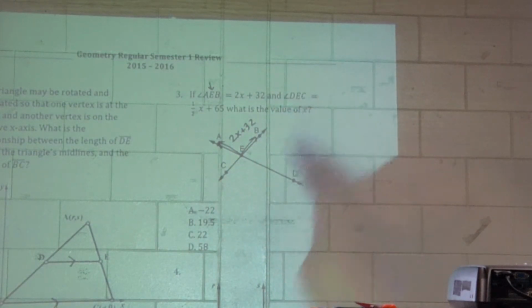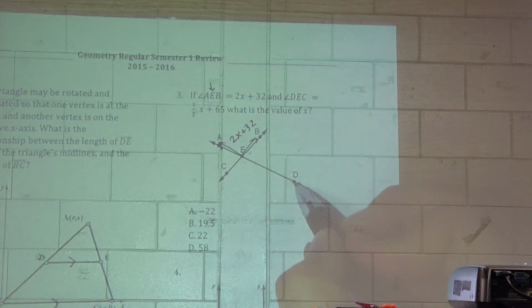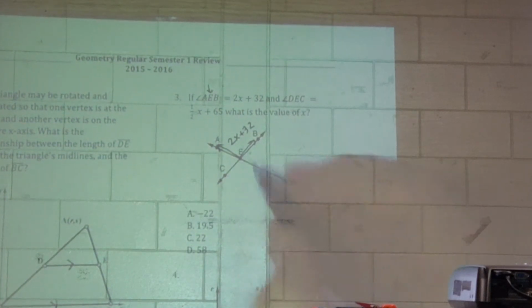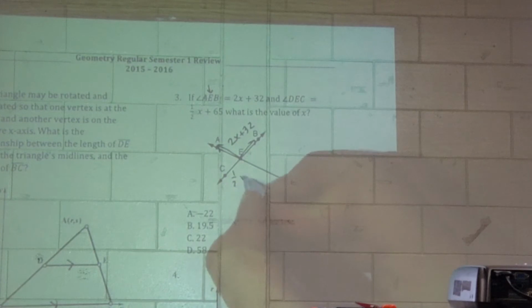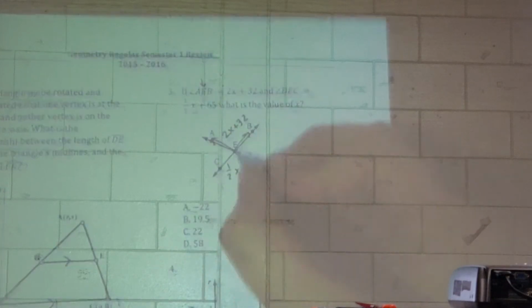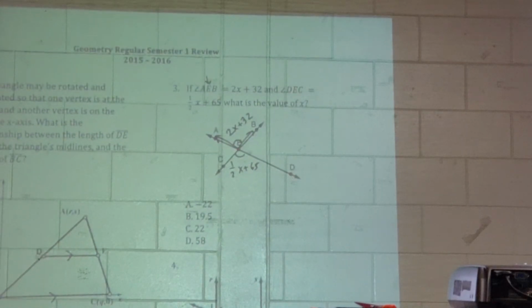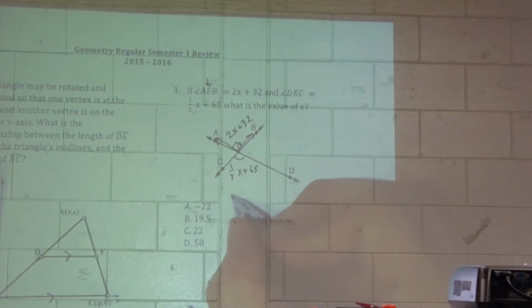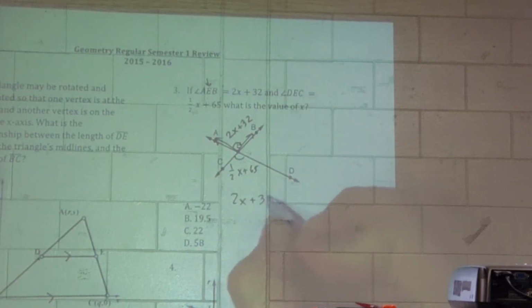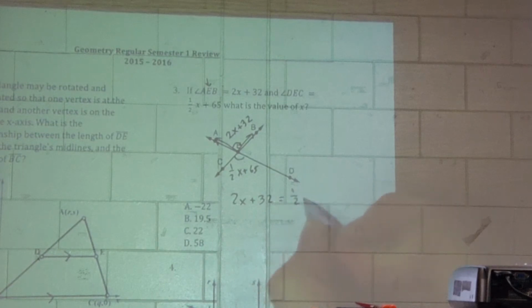And angle DEC, again, we're going to focus on E, but this time we're going to go out towards D and out towards C. So this bottom angle is 1/2 x plus 65. Well, something I instantly notice is those are vertical angles. And vertical angles have to be equal to each other. So this problem is really simple. We're just going to set the two equations equal to each other because they're vertical. So 2x plus 32 equals 1/2 x plus 65.